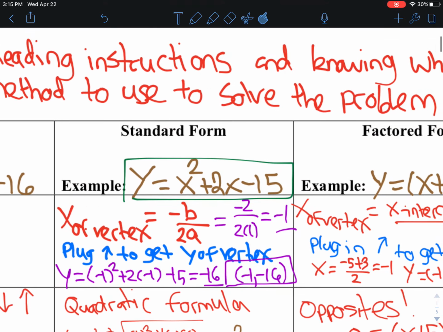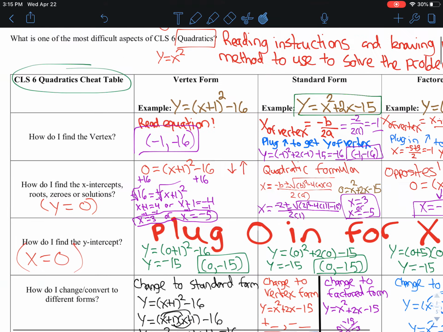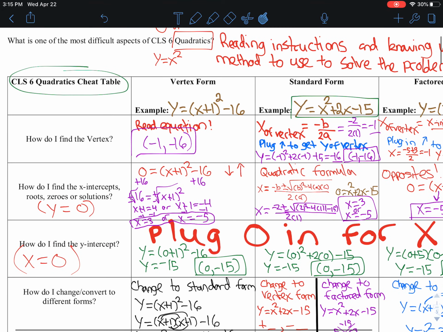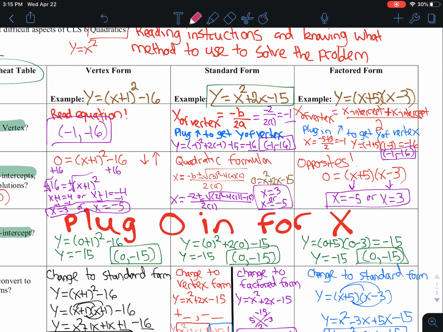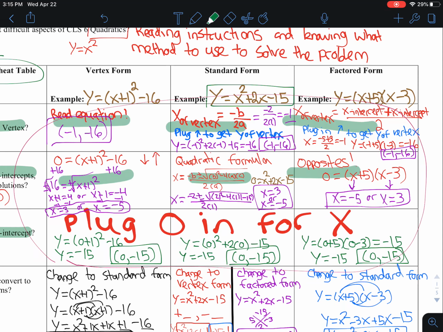Remember, there's 3 forms. We're going to be finding the vertex in each form, which is this guy right here. We're going to be finding the x-intercepts and the y-intercepts. So we're looking at these 9 boxes that I just circled or highlighted. All 9 of these boxes is what we're going to be doing on this assignment. So it's really important to make sure you know what box we're in, and you can use this to help you if you need it.